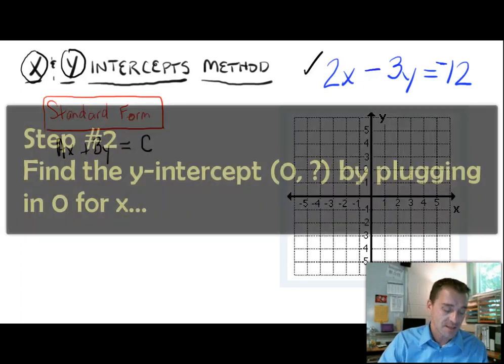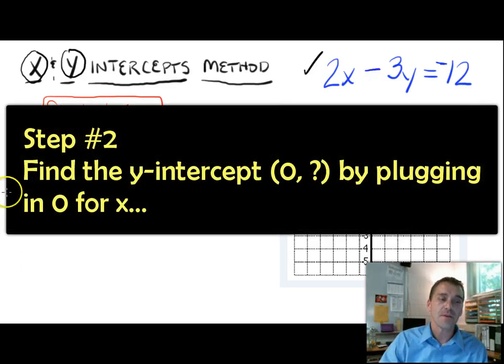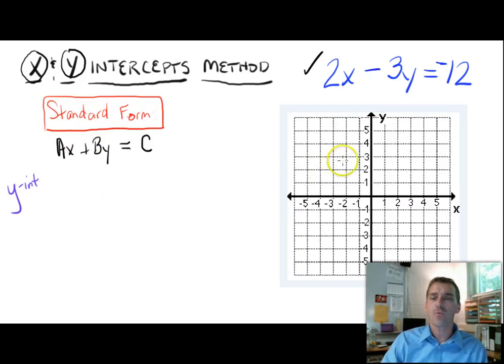Step 2, find the y-intercept. How am I going to find the y-intercept? Well, if I want to find where it crosses the actual y-axis, that means my x-coordinate would be 0. What are you talking about? If I put a dot right there, what's the ordered pair? 0, 2. If I put a dot right there, what's the ordered pair? 0, 4. If I put a dot right here, what's the ordered pair? 0, negative 2. If I put a dot right there, what's the ordered pair? 0, negative 5.